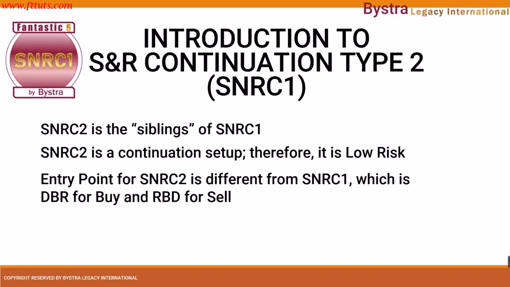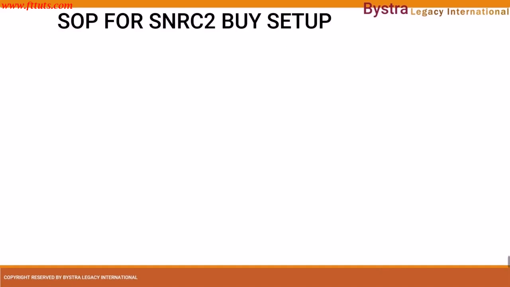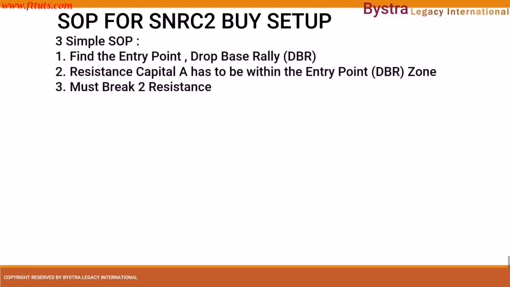So let's have a look at the SOP. For the SNRC2 SOP, there will be 3 only, whereas the SNRC1 only 2. So what are the 3? First, we have to find the entry point, which is the drop-based rally. Second thing, this capital A has to be within the entry point zone. So this is very important. With these two, then we can identify.